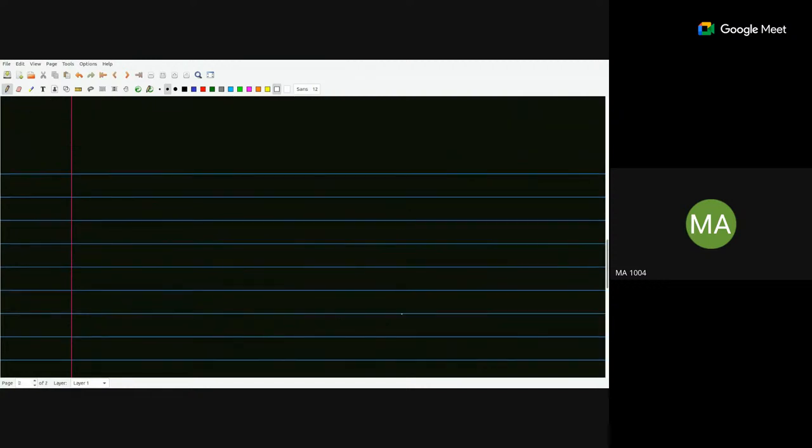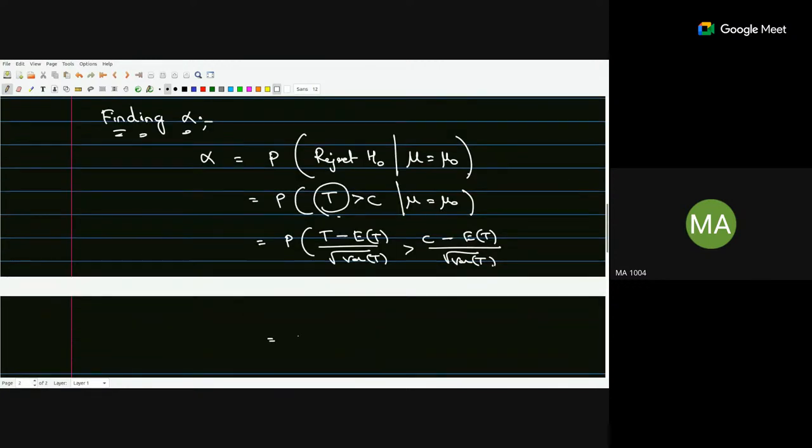So we all know T is just the sample mean. If I replace it with the sample mean, X bar minus the expectation of the sample mean, which will be mu. But we are in the world where mu is equal to mu naught, so you can simply replace it with mu naught, divided by the square root of variance of T. Variance of T is sigma square by n, so the square root of variance of T is sigma by root n. The right side will be C minus mu naught by sigma by root n.